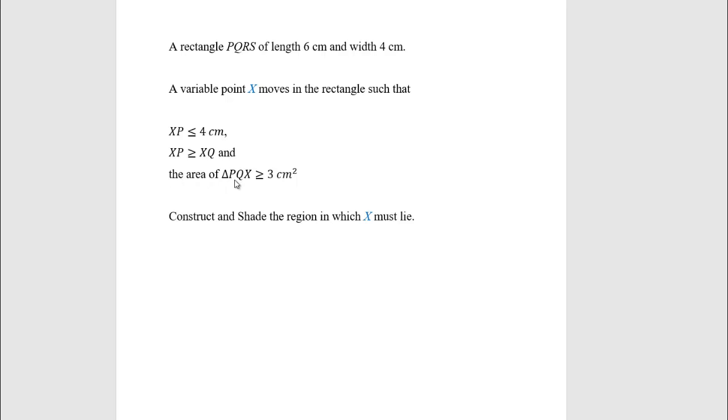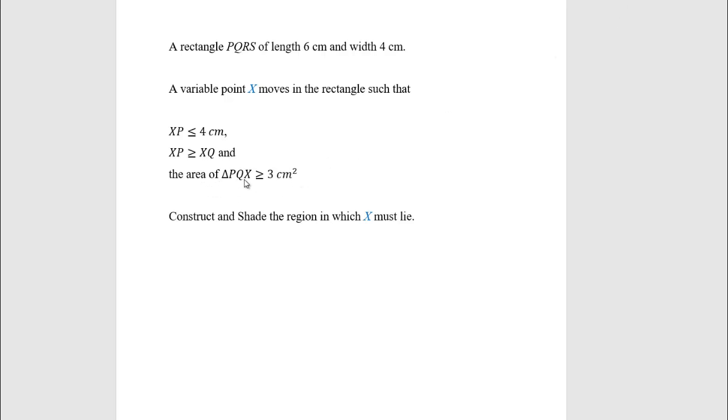The third condition is that the area of triangle PQX should be greater than or equal to 3. So first we have to check the equality, and we say that the area of the triangle PQX is equal to 3 centimeter square. After that we will see how to identify the region in which the area of triangle PQX is greater than 3 or equal to 3. Whenever there is an inequality, first we use equality. In that case, the area of the triangle PQX must be equal to 3 centimeter square.